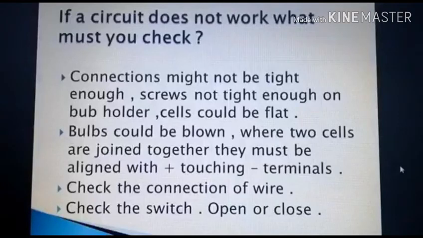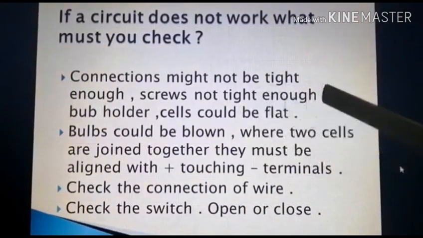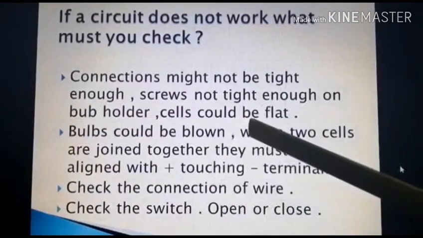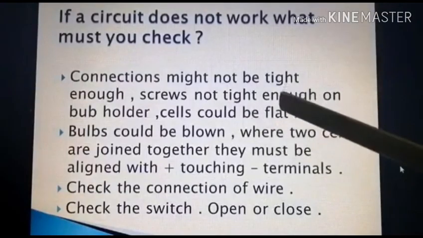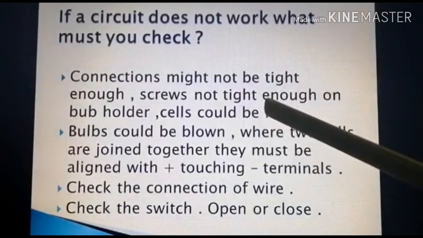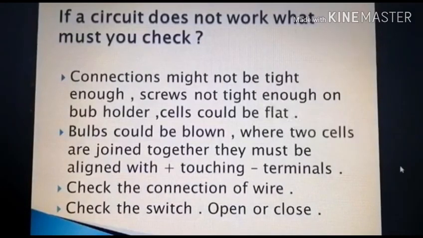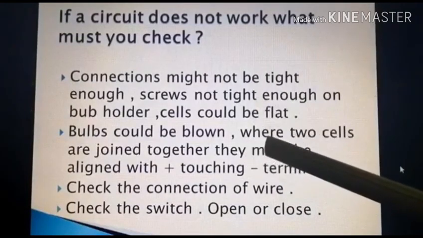If a circuit does not work, what must you check? You have to check whether the connections might not be tight enough. If the components are not connected tightly, they will not work. So you have to check the tightness of the connection screws. If the screw on the bulb holder is not tight enough, it will not work. You have to check the screws on the cell, bulb holder and wire, everything. Then the bulbs could be blown.